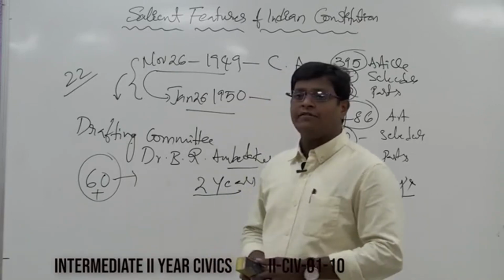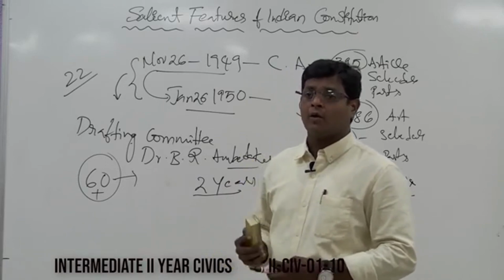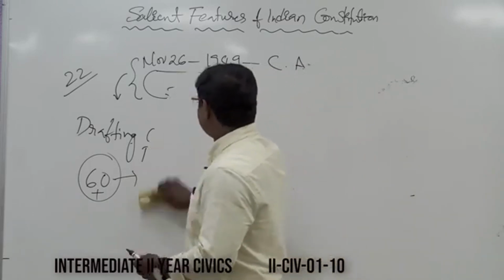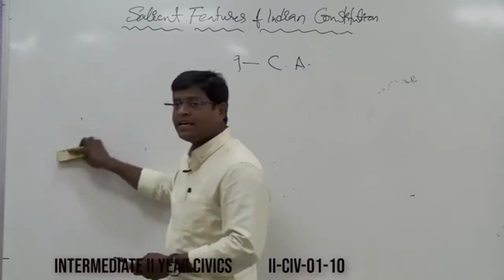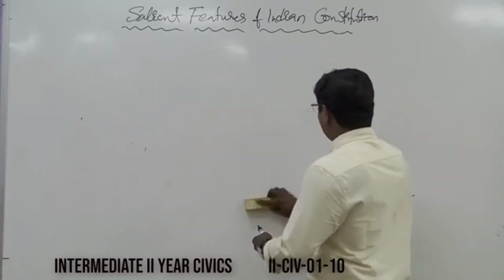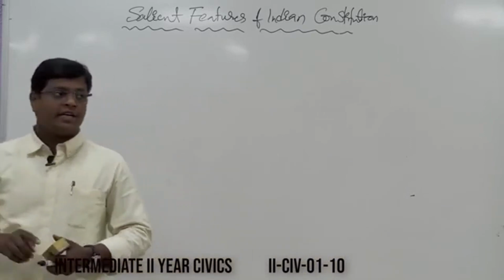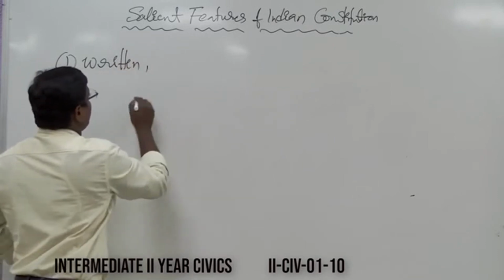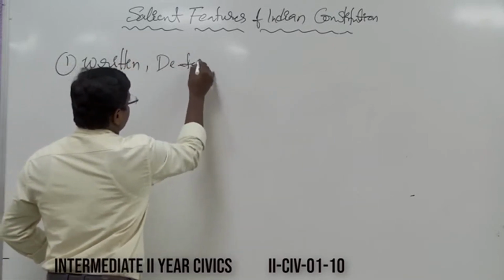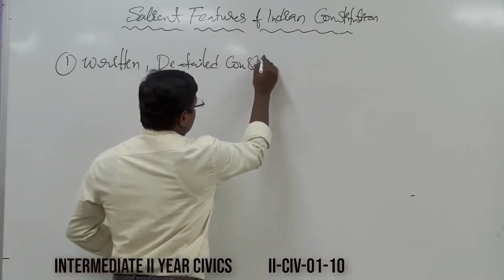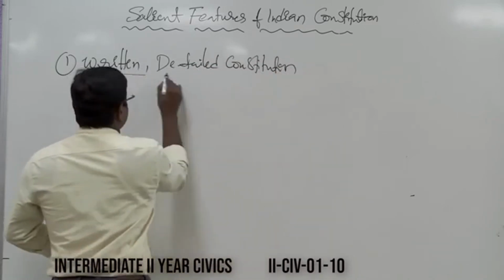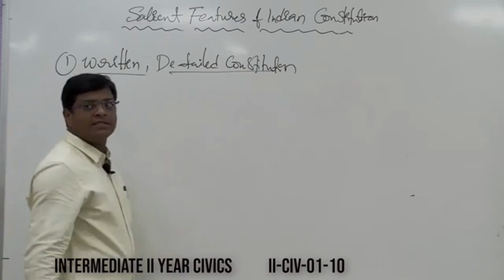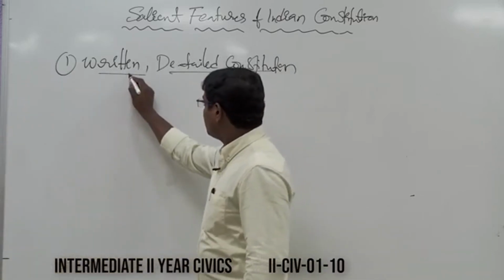Let's go through the salient features of the Indian Constitution one by one. The very first is that it is the written, detailed and lengthiest constitution in the world. You know very well, the Indian Constitution is a written constitution, a detailed constitution. You have to mention factual information in this, and compare with other constitutions.